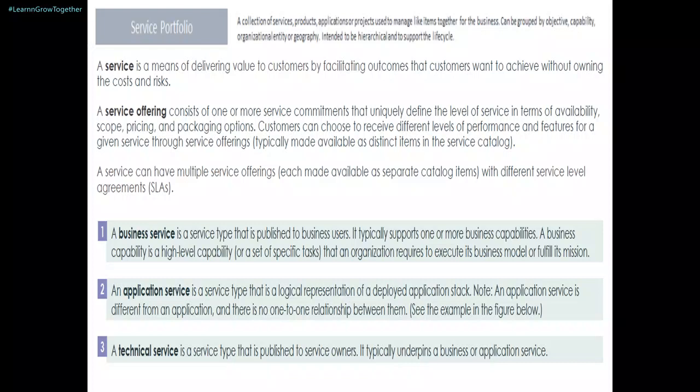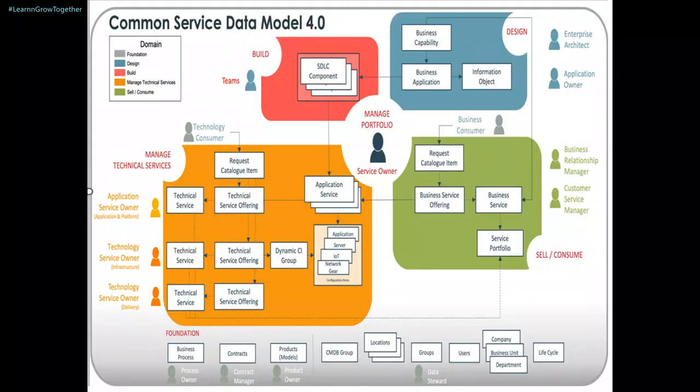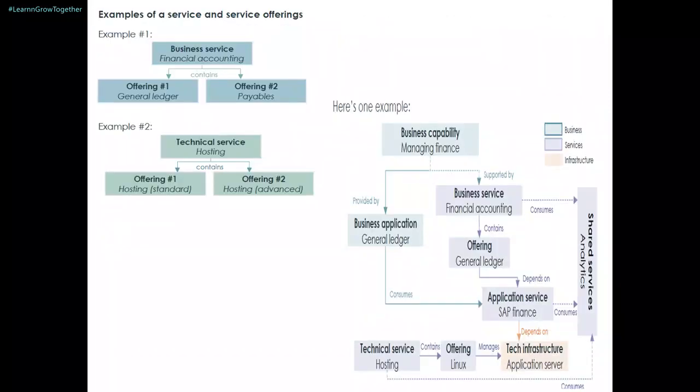A technical service is a service that is published to the service owner. So I'm talking about this. It means in the service portfolio, we are talking about three things. Number one, the business service. Number two, the technical service. And number three, the application service. So now I hope you get the idea why I brought the CSDM model in the beginning before I go for this particular part.